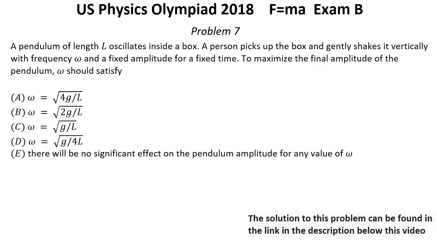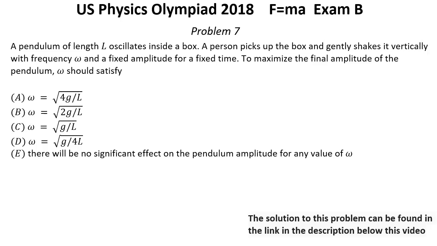Problem number 7. A pendulum of length L oscillates inside a box. A person picks up the box and gently shakes it vertically with the frequency omega and a fixed amplitude for a fixed time. To maximize the final amplitude of the pendulum, omega should satisfy the next value. Solution for problem number 7.